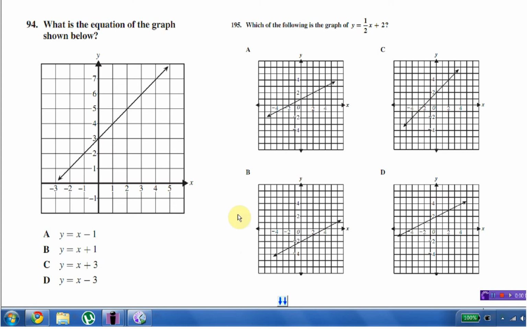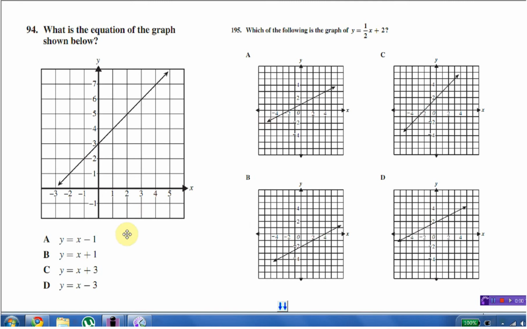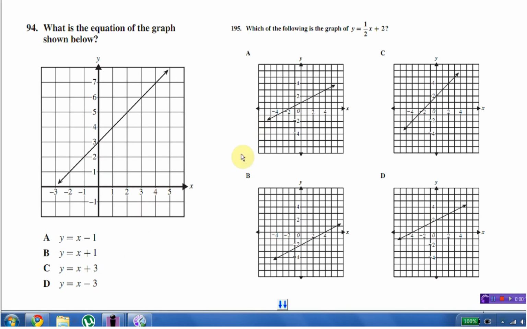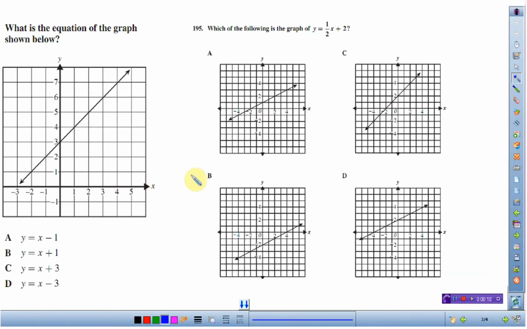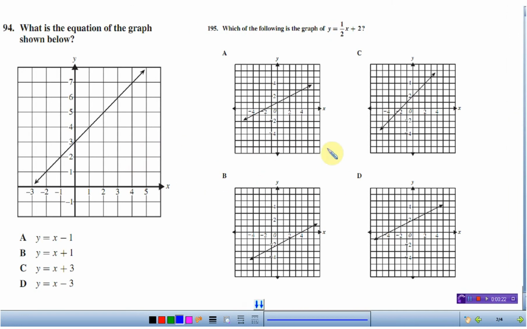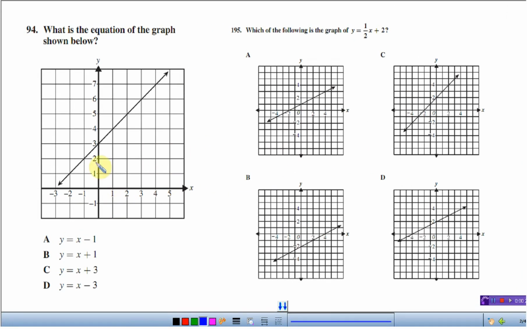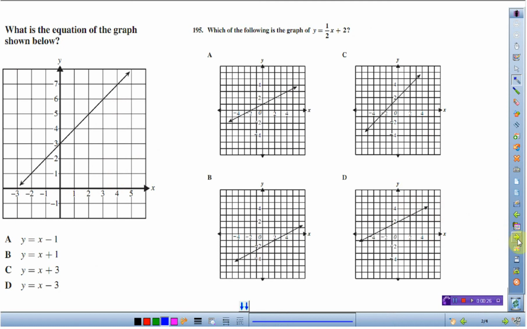Hello again. Today we will be talking about a concept called slope-intercept form, and I'm going to show you a specific way that I teach my students to remember this because it is a very important part of the CAHSEE, and it'll help you on graphs like these two types of questions. So let's go to begin with 94 here.